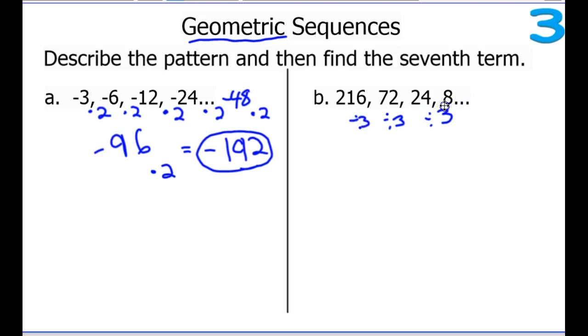So what we're going to do to find our next term is 8 divided by 3, which gives us 2.7. Then 2.7 divided by 3, which gives us 0.9. And lastly, 0.9 divided by 3, which gives us 0.3.